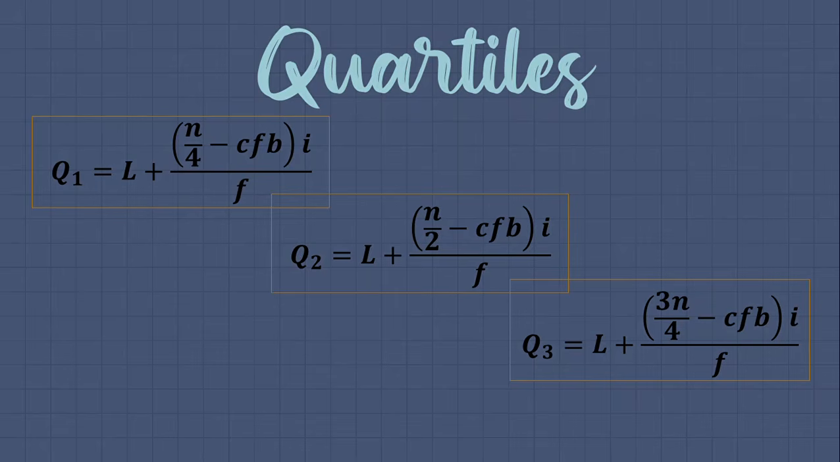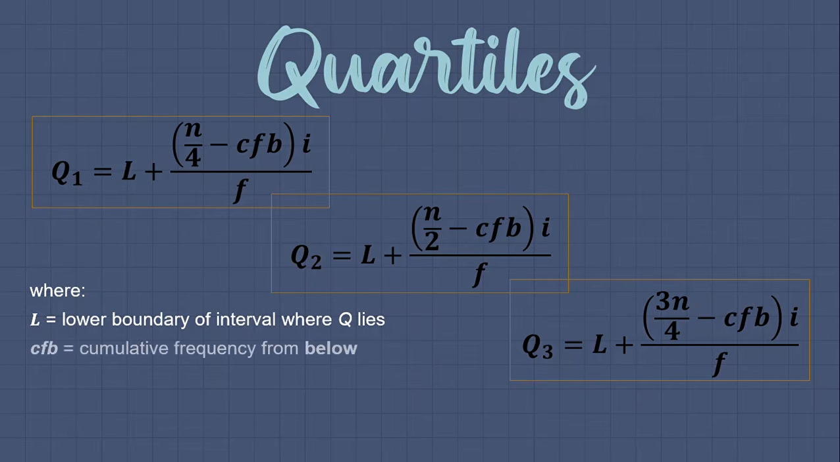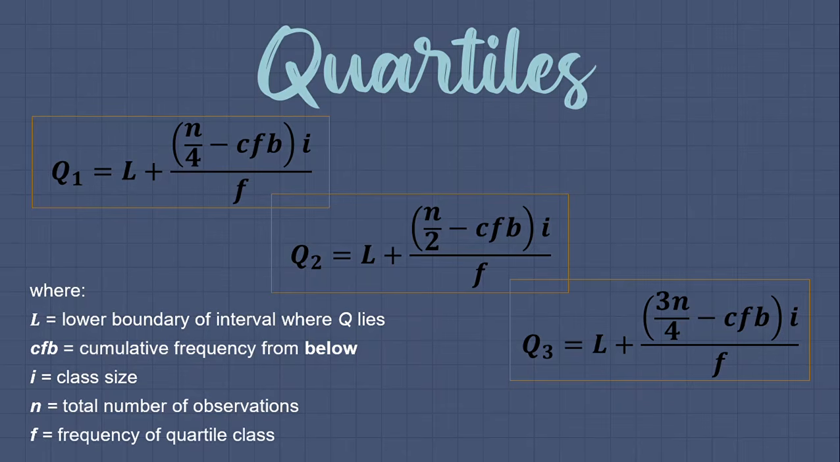As you can see, they are almost alike, but they differ from the fraction inside the parentheses. We have n over 4, n over 2, and 3n over 4. Now, in this formula, L stands for the lower boundary of the interval where the quartile lies, and CFB is the cumulative frequency from below. I is the class size or the interval between each score. N is the total number of observations or frequencies, and F is the frequency of the quartile class.